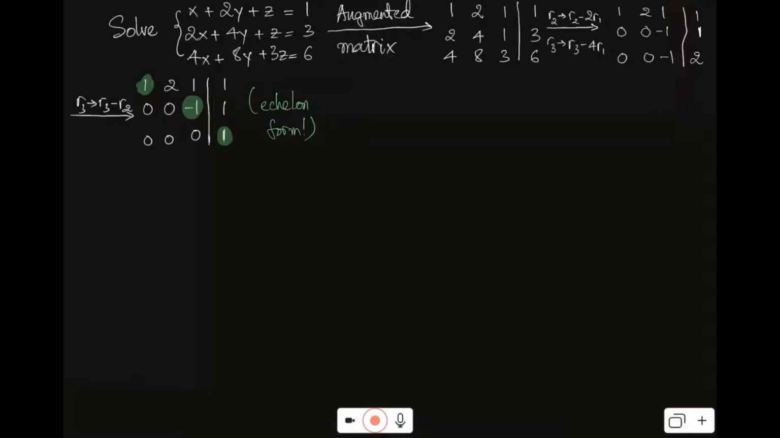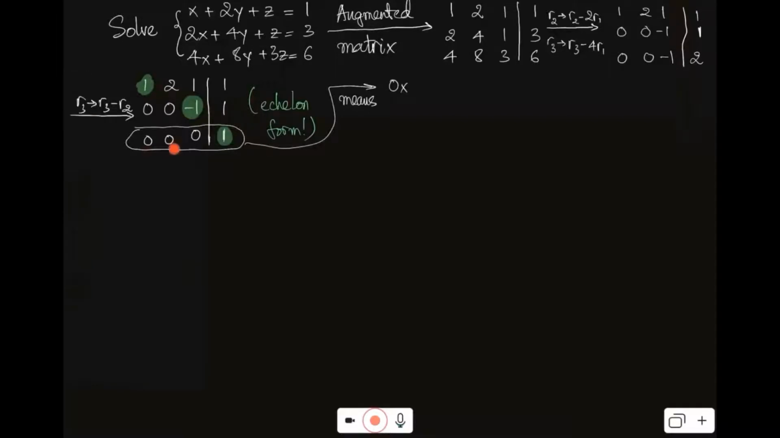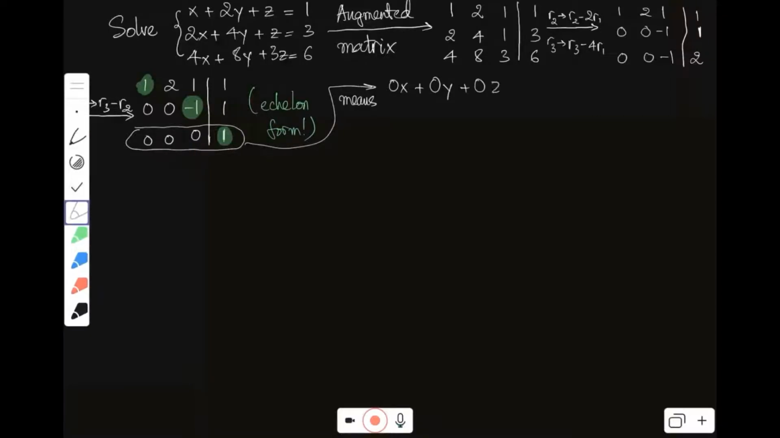However, for this equation, if you pay attention, you know that you shouldn't move further. The reason is, if you look at the third equation, that third equation means the first 0 is on the first column, that is the x column. So this is 0x. Then this 0 is on the second column. That's where the y variable is. So that is like 0y. And this 0 is like 0z.